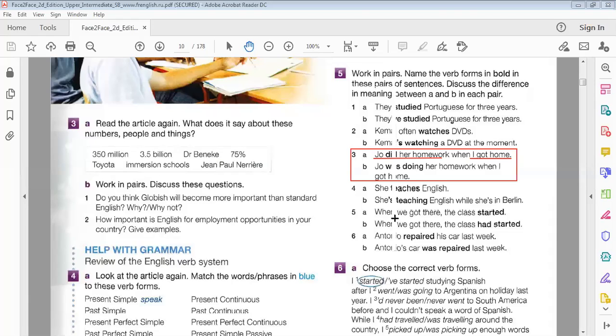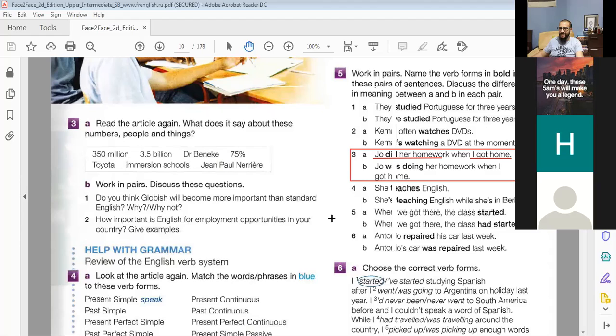Okay. For the first one, I think Jude finished her homework when I got home. I think when I got home, it's the first action. So it means that Jude didn't start her homework until you arrived home, till you got home. Is this what you're saying? I think he finished after I got home. We don't know whether she finished or not. We're just talking about starting her homework. Did she start after you got home or did she start before you got home?